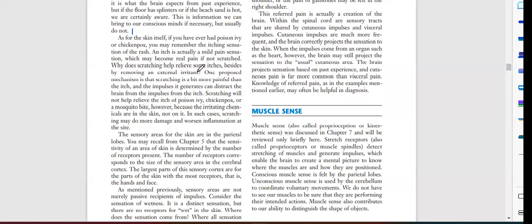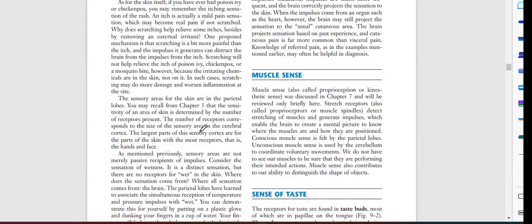Why does scratching help relieve some itching? Besides removing an external irritant, one proposed mechanism is that scratching is a bit more painful than the itch, and the impulse it generates can distract the brain from the impulse from the itch. Scratching will not help relieve the itch of poison ivy, chicken pox, or mosquito bite. However, because the irritating chemicals are in the skin, not on it, in such cases scratching may do more damage and worsen inflammation at the sites.